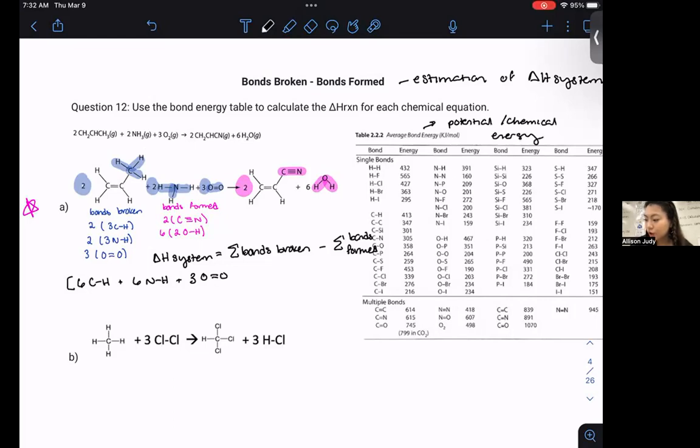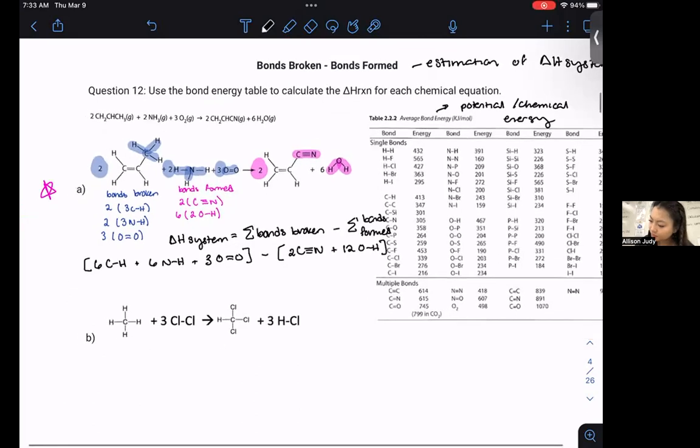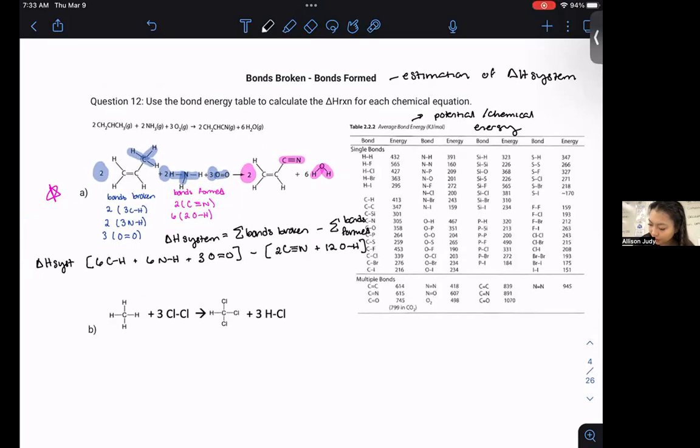The higher the bond energy, the more stabilizing the bond. So don't forget that when we look at these values, these numbers also represent concepts that you should be familiar with and understand. So that is the sum of our bond breaking that we've identified multiplied by the respective stoichiometric coefficients. And we're going to subtract bonds formed. We've identified that 2 C≡N bonds are going to form, and 6 times 2, 12 single O-H bonds are going to form. And that's going to equal the enthalpy of our system.